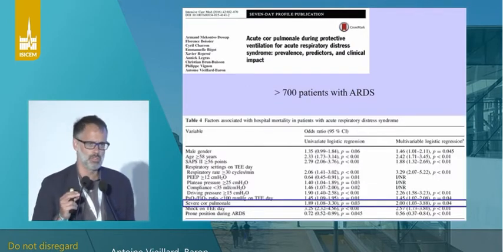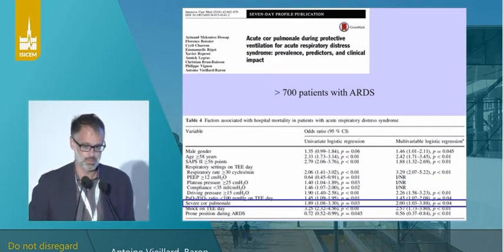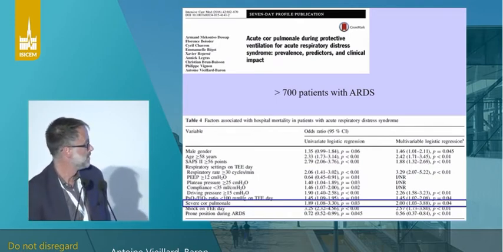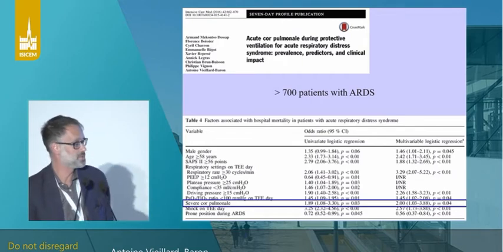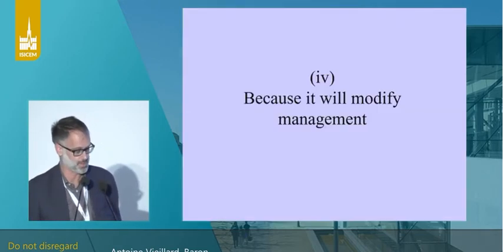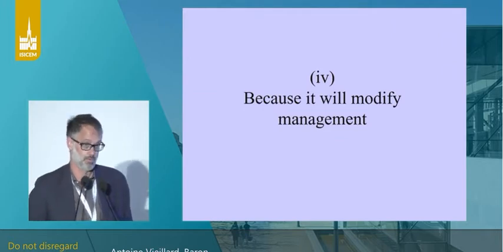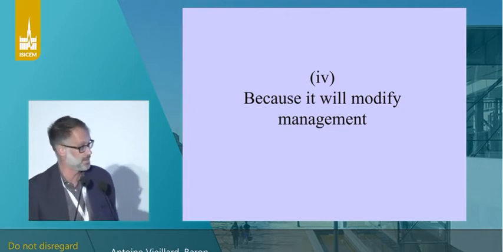We know also in acute respiratory distress syndrome, moderate or severe, submitted to protective lung ventilation, that severe cor pulmonale, which could be something other than RV failure, is also associated independently with a worse outcome in our patients. The fourth reason is that, as a consequence, of course, it will modify your management, and especially the way you manage the fluids and the way you manage the catecholamine requirement.